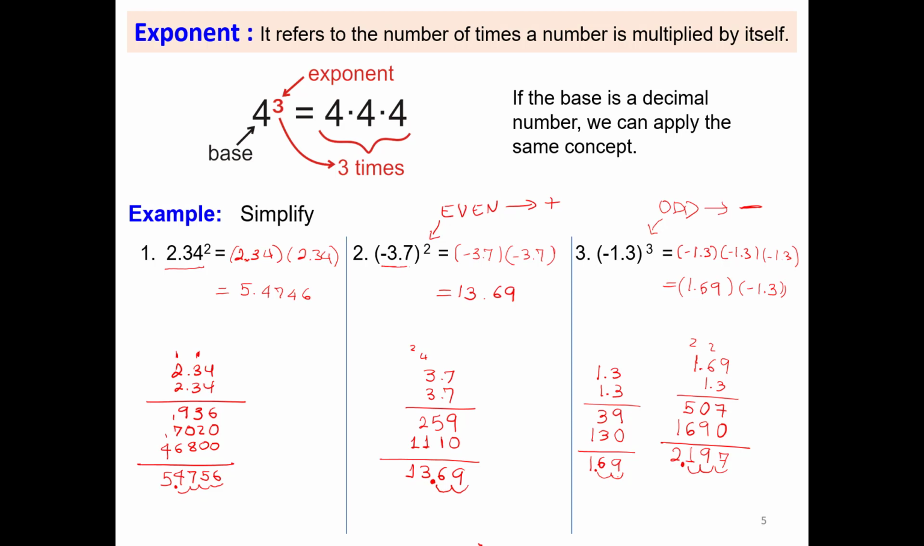And now, positive times negative, we know the answer must be negative. Remember, it should be negative 2.197. Yes. And the answer, if we need to solve negative 1.3 to the third power, the answer is negative 2.197.